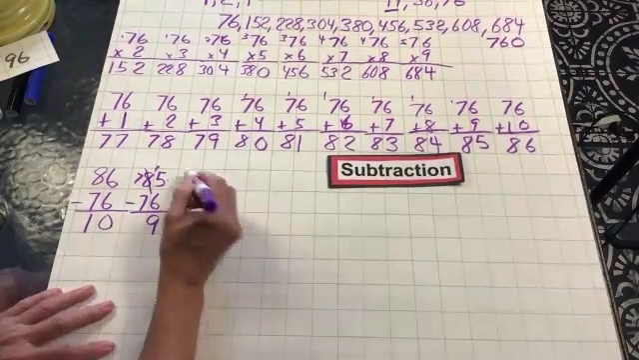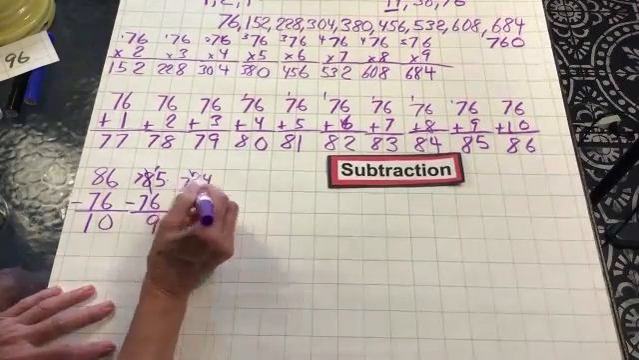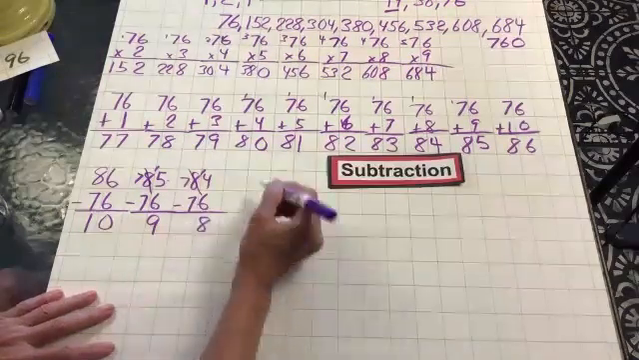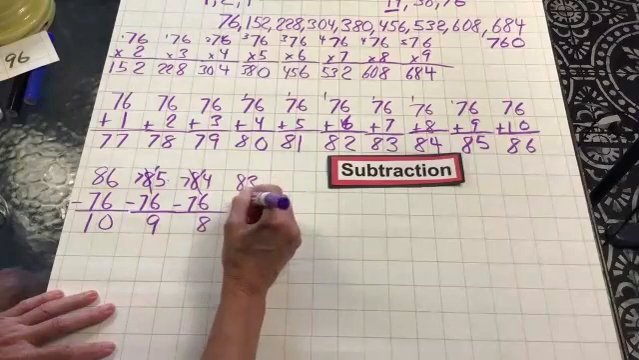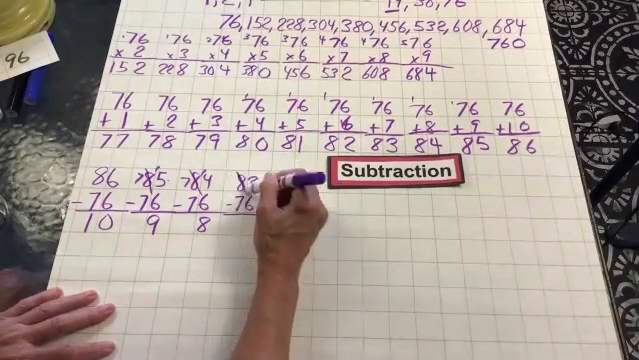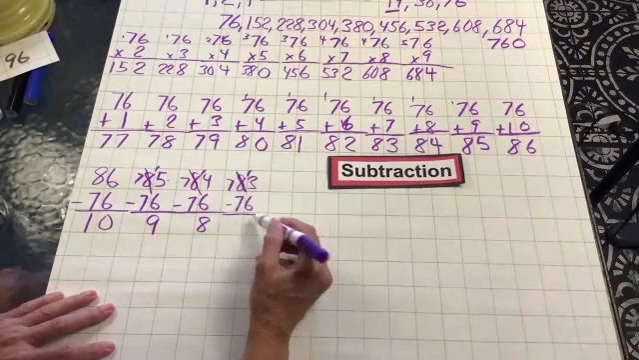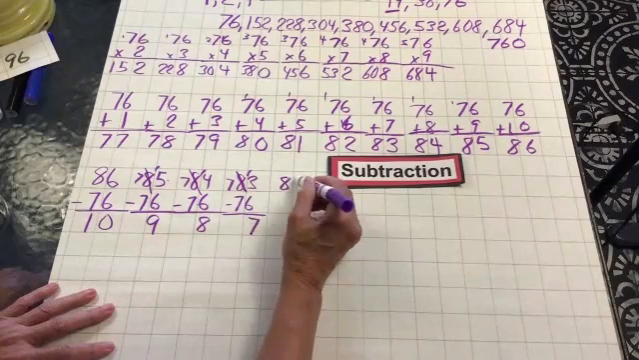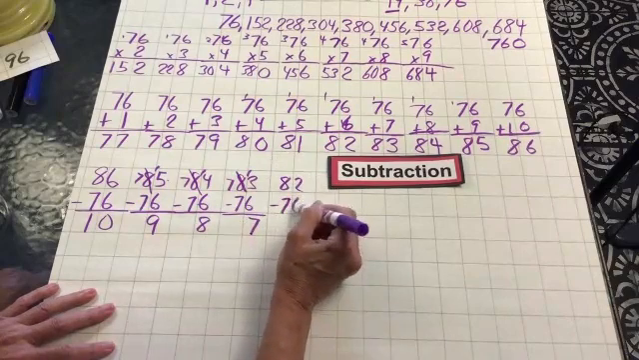6 from 4 cannot do. Borrow from the 8, leaving 7, making that 14 minus 6 is 8. 7 minus 7, nothing. 83 minus 76. 6 from 3 cannot do. Borrow from the 8, leaving 7, making that 13 minus 6 is 7. 7 minus 7, nothing. 82 minus 76.